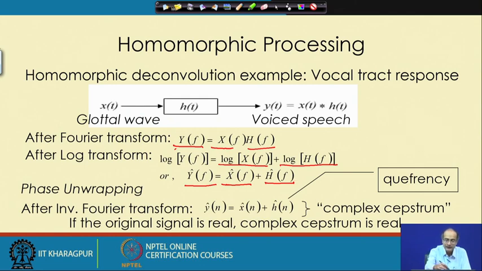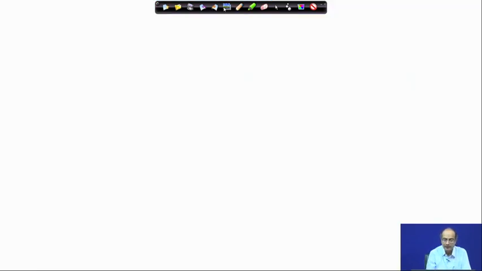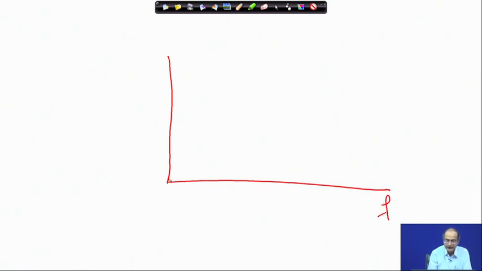Okay. Now, comes the matter of phase unwrapping. Now, let us try to understand what happens. If we look at the frequency and the phase plot, we know that there is some kind of continuity of it. Okay.